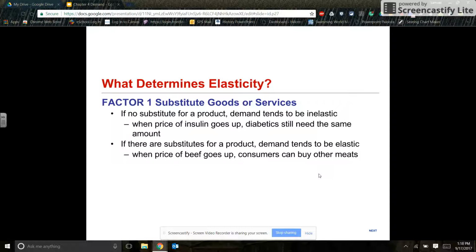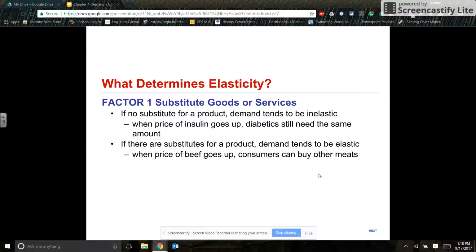So, factor one about determining elasticity is a substitute good or service. If there is nothing that can take the place of that good or service, the demand for that particular good or service is going to be inelastic. Example, if you are diabetic, you must have insulin. It doesn't matter what the price of insulin is. You're going to have to buy it because you have to have it to live.